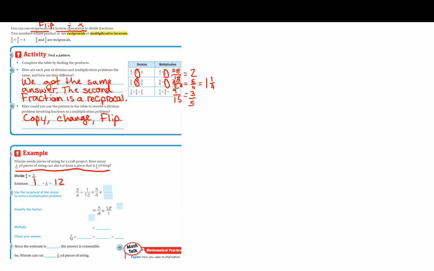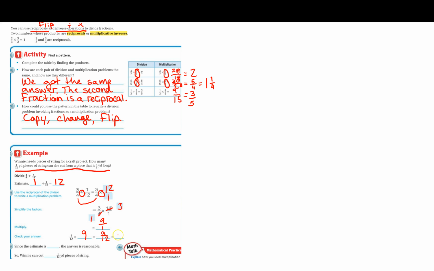All right, now let's use copy, change, flip. Copy the first fraction, so 3/4 stays 3/4. Change the division to multiplication, and then flip the last fraction. Okay, here we can do cross-simplifying when we do the multiplication as well. 4 goes into 4 one time. 4 goes into 12 3 times. 3 times 3 is 9. So we get 9/1.